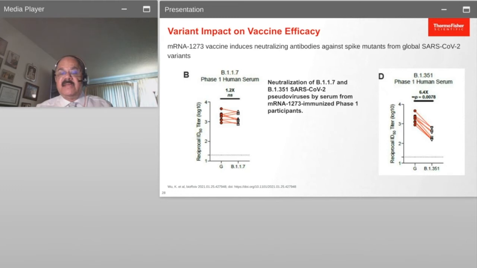So what you see in box B is neutralization of B117, and in box D is neutralization of the South African variant, the B1351. And as you'll see, the antibodies produced in response to the mRNA-1273 vaccine from Pfizer do neutralize the B117 very well. There's only a 1.2-fold reduction, which is a very small reduction in terms of neutralization capability. However, when you go to the B1351, you do see a greater reduction, about 6.4x.